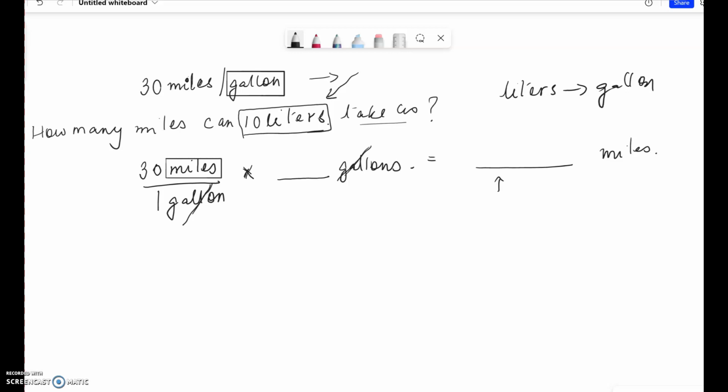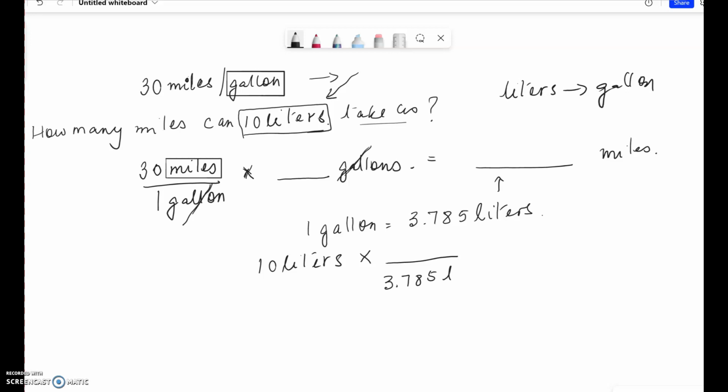So let's do the conversion first, and that is 1 gallon is equal to 3.785 liters. So 10 liters has to be converted to gallons. So we multiply it with, and remember the liters has to be in the denominator if you want to cancel the units, and the 1 gallon sits in the numerator.